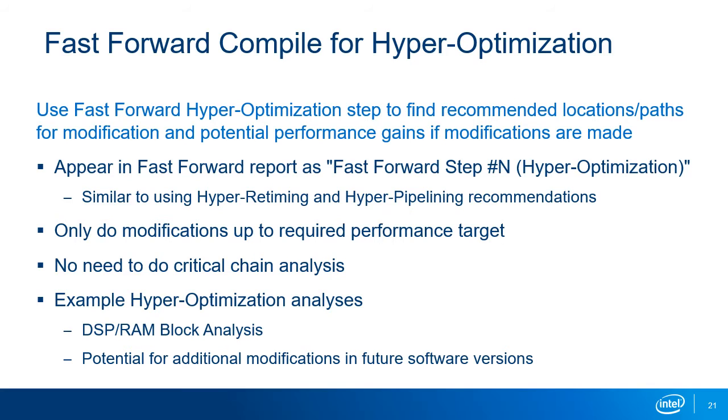In this case, there is no need to know or do anything about the detailed critical chain analysis. Currently, Fast-Forward Compile does one type of hyperoptimization design modification, which is DSP and RAM block analysis. Other types of analysis may be added in future versions of the Quartus software.